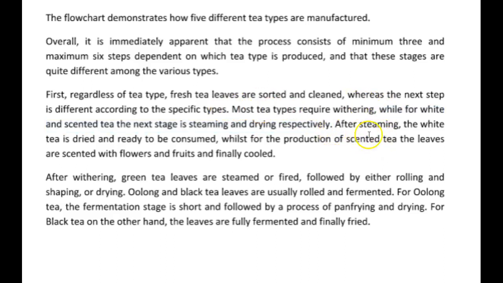And then we can go on to say, after steaming, the white tea is dried and ready to be consumed, whilst for the production of scented tea, the leaves are infused with flowers, so that we're not using the same word twice. Infused with flowers and fruits before finally being cooled. Okay, so now I'm more satisfied. That works a little bit better. And then we go on here to refer to the final stages, which are obviously quite different for each one. Cool.